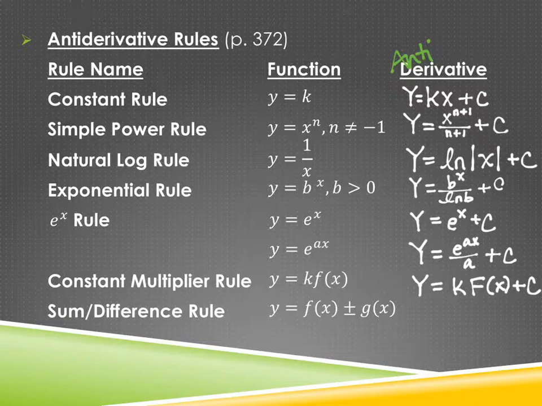And if we have a sum or a difference, and we took the derivatives, we just took the individual derivatives and we put the plus or minus between them, right? And we do the exact same thing when we do the antiderivatives. We take the individual antiderivatives, which is capital F of x and capital G of x notation, and we put a plus c at the end of it.